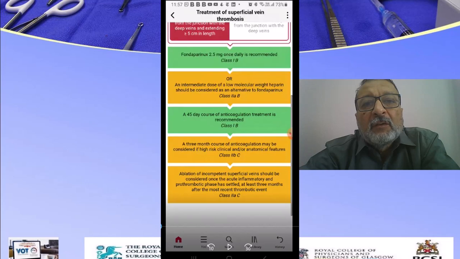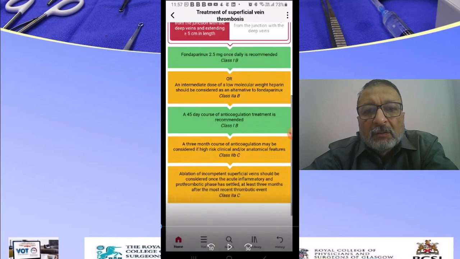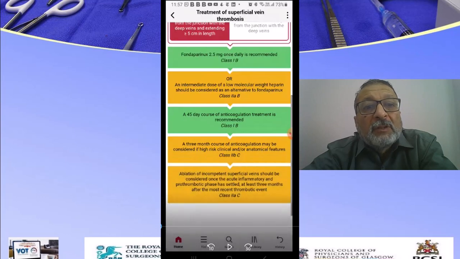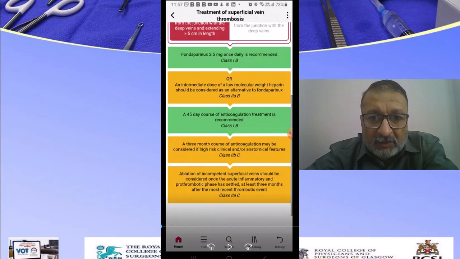A 45-day course of anticoagulation is recommended, class 1B, and a 3 months course of anticoagulation, which is 2B, strength of evidence is C. Ablation of superficial veins should be considered once the acute inflammatory and post-thrombotic phase has settled down. So there is no role for antibiotics. There is no role for anti-inflammatory. This is the guideline, and this is the best evidence that we have in surgery. It will solve you a lot.